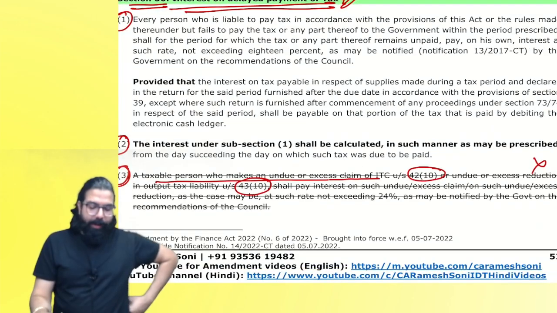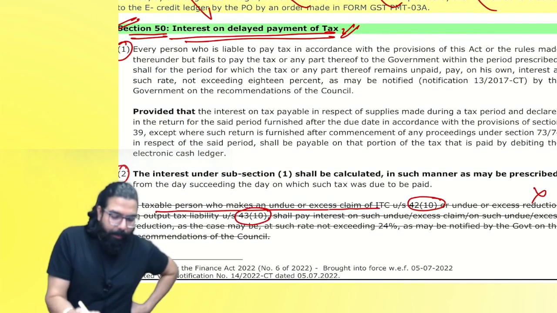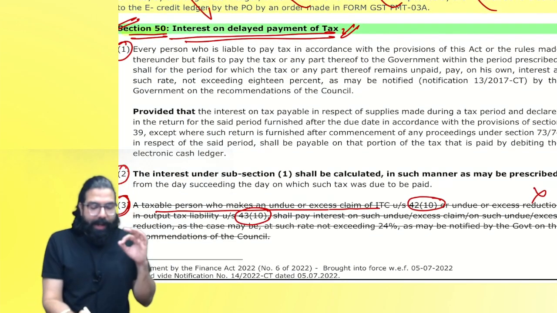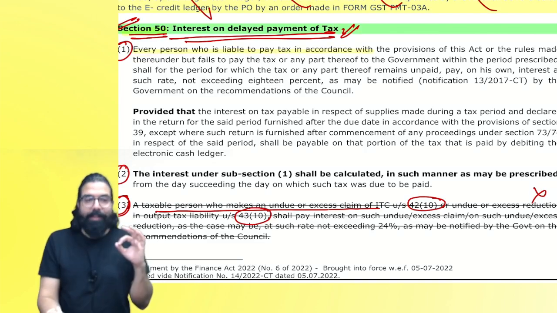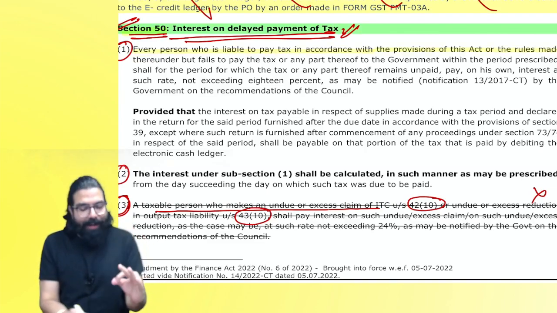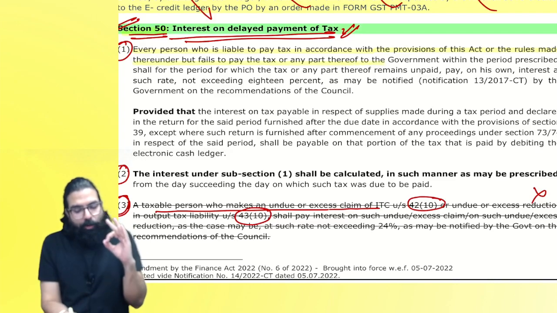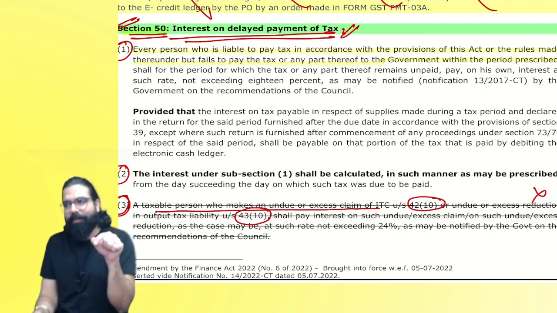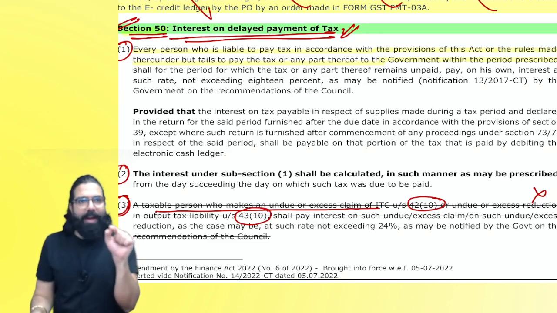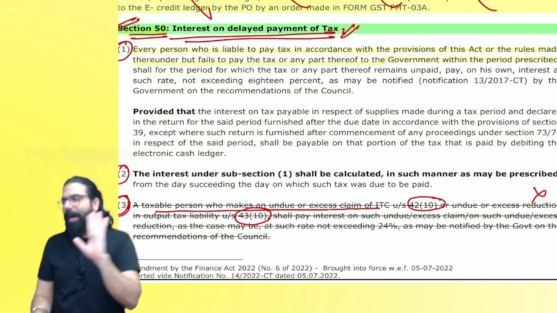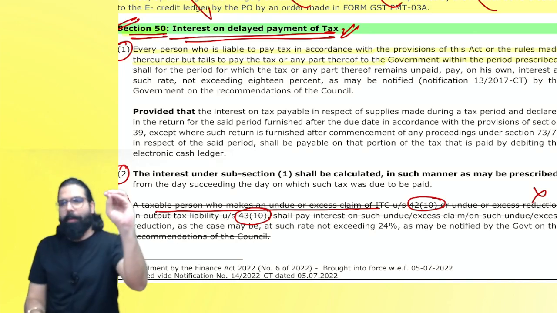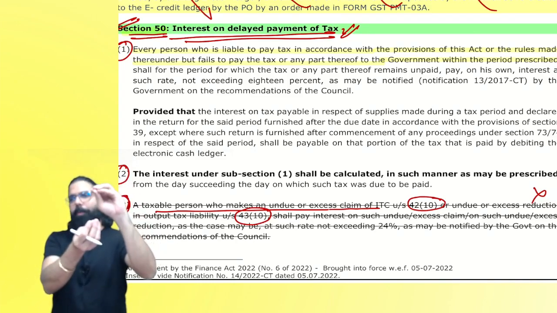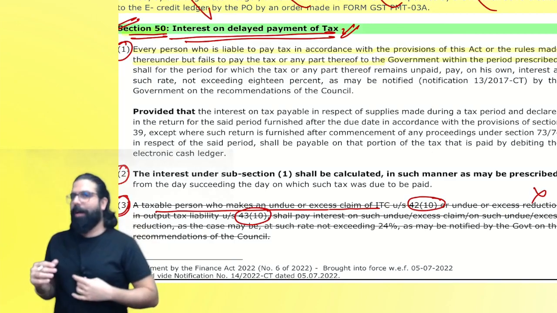Now everyone over here, section number 50, when you read, it says every person who is liable to pay tax in accordance with the provisions of the act or rules made thereunder but fails to pay the tax to the government within the prescribed period. When are you required to pay the tax? Whenever you are filing your return. Whenever you are filing your return, you are liable to pay your taxes, output minus input, the remaining amount you pay to the government. Correct, everyone?